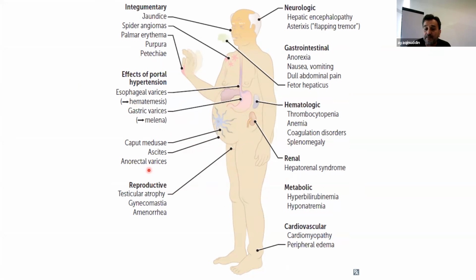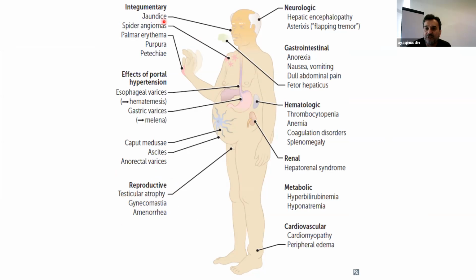Anorectal varices can happen. Steroid hormones are basically produced by the liver, and they are important in terms of cholesterol synthesis and steroid synthesis. So if you have liver disease, it can lead to testicular atrophy, gynecomastia, amenorrhea because of the problems with the metabolism of the steroid hormones.